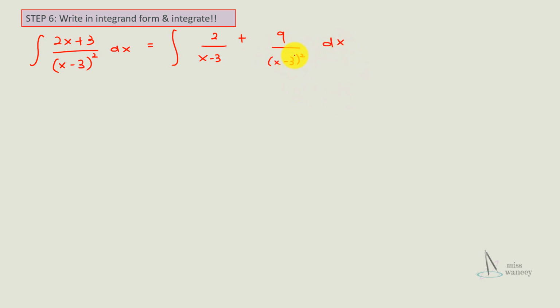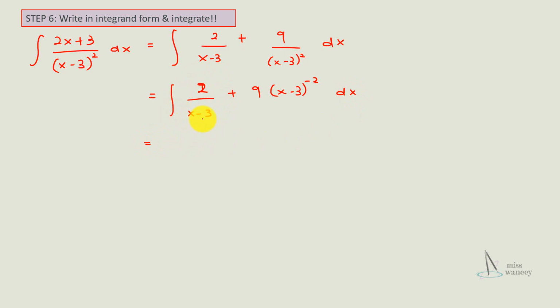For this one, let me bring them up so that I can integrate them much more easily. This is 2 over (x - 3) plus 9 times (x - 3) to the power of negative 2. We have a negative power because we bring the fraction up. Now integrate one by one.